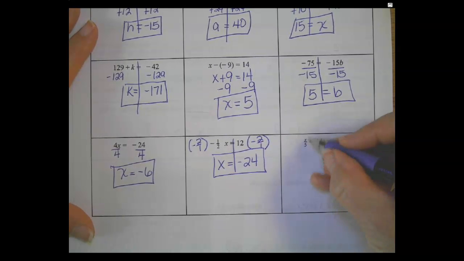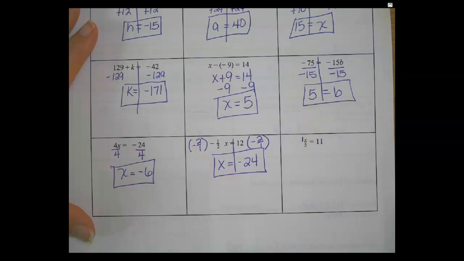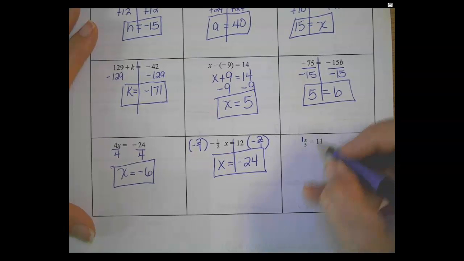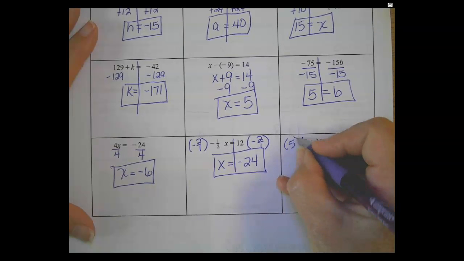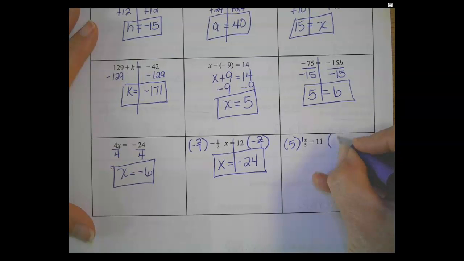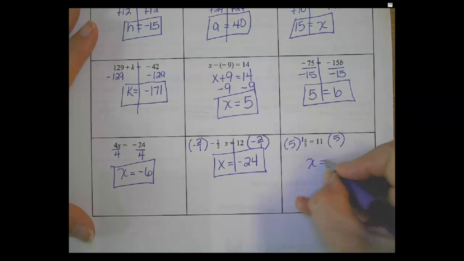This one is division, or if you want to think of this as a fraction, you could put the 1 here and see that's 1/5. But whether it's division or you see this as a fraction, to get rid of division, you would multiply by 5, or 5 over 1. So x is equal to 55.